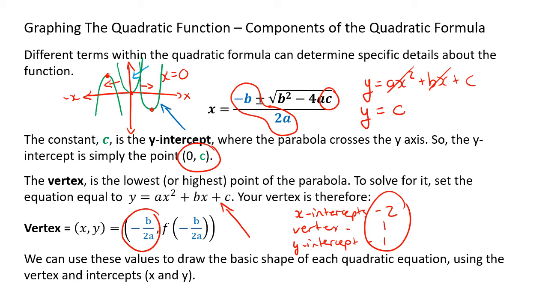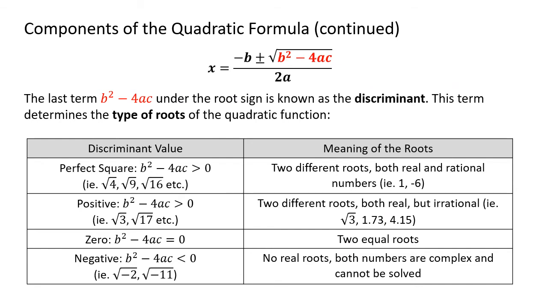Okay? The last term we're going to talk about is arguably the most important term within this quadratic formula. It is known as the discriminant. So this term under the square root sign, b squared minus 4ac, that is the piece that's known as the discriminant. And that determines what type of roots you have. So there's 4 different options I'm going to talk about. And on the next slide, I'm going to show you what that means in terms of where the parabola is physically located within the Cartesian coordinate system.